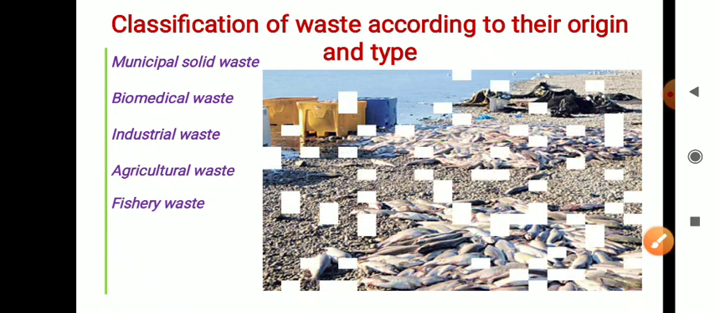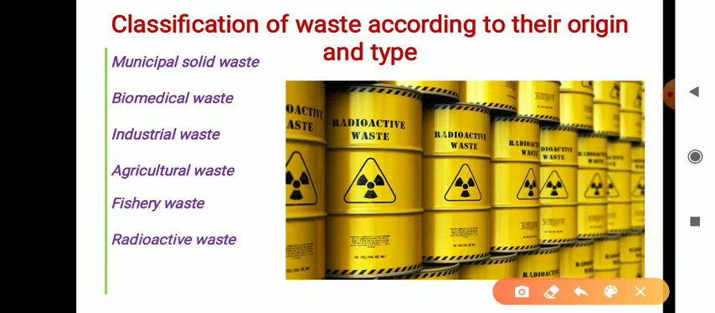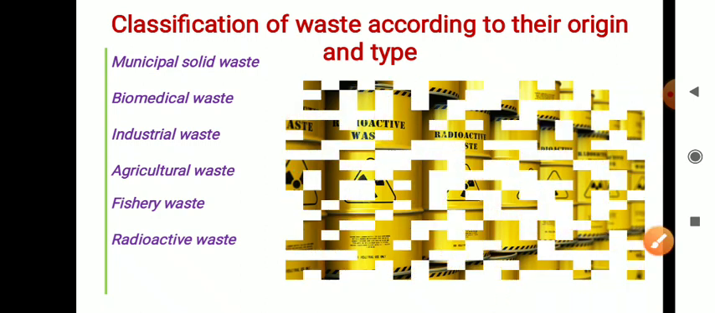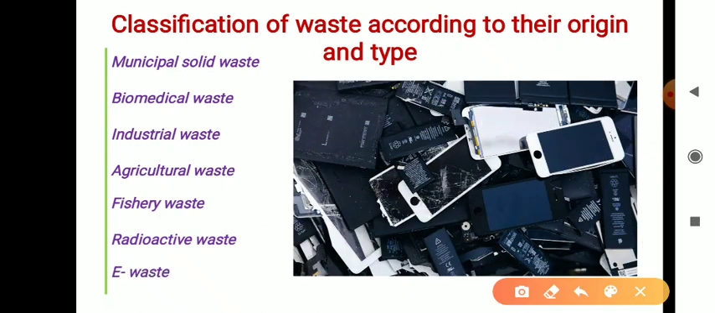Next one is radioactive waste. Radioactive waste is a type of hazardous waste that contains radioactive material. One example of radioactive waste is uranium. Last one is e-waste, or electronic waste. Nowadays people have the desire to change their mobile phones frequently. This leads to electronic device waste, or electronic waste.